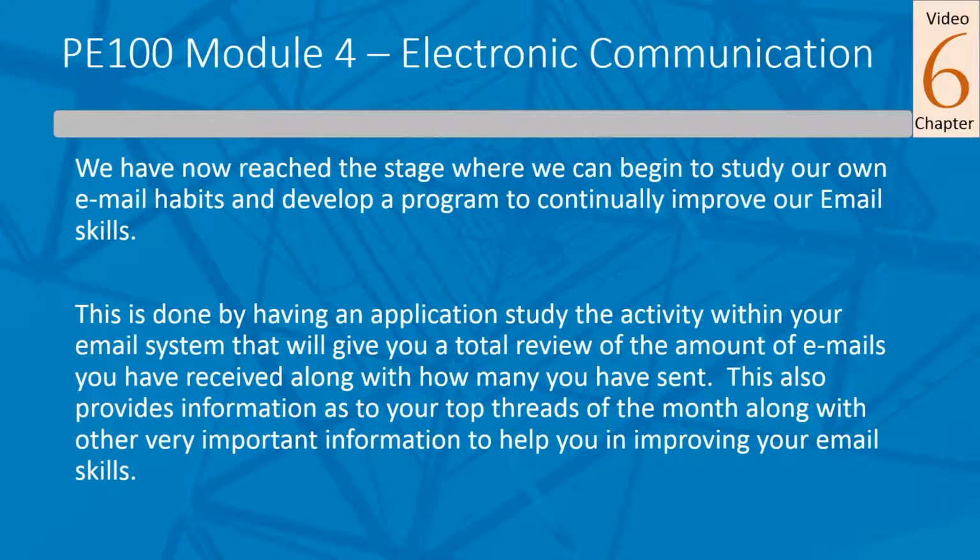And this is done by having a software application study the activity within your email system, and in turn, it's going to give you a total review of the amount of emails you've received, along with how many you have sent. And then on top of it, it provides a lot of information as to the top threads of the month, along with information such as how many words and what your word count per email is averaging at, and all of these really, really important information tools that will really help you in improving your skills.